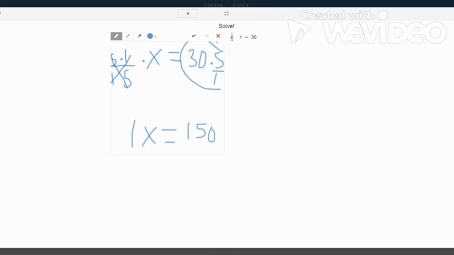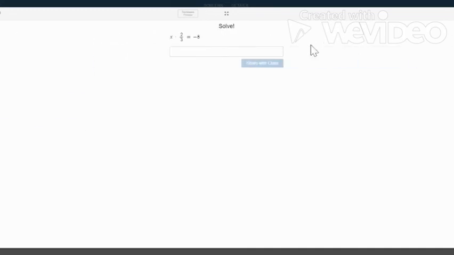So when you get to the next one, you're thinking about if you're multiplying your x times 2/3, in other words, if you're multiplying it by 2 and then dividing it by 3, what do you have to multiply both sides of the equation by to get down to 1x?